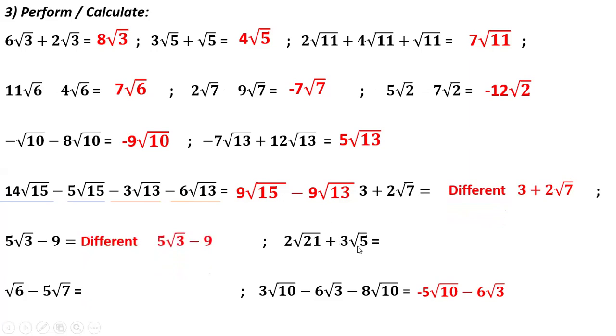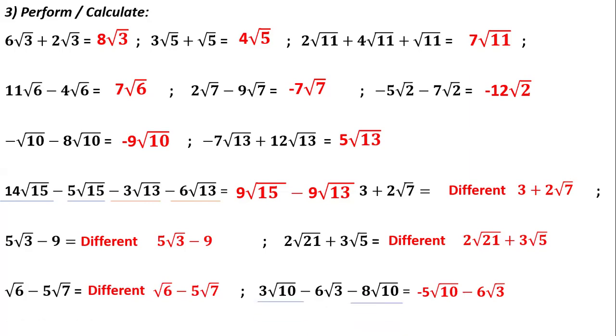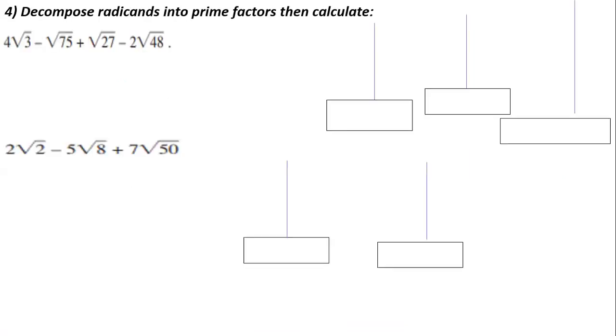Also, I cannot add 2 different radicands since they are different, their answer stays as it is. I cannot subtract 2 different radicands, so their answer stays as it is. Here I have radical 10, radical 3, radical 10. So I can do 3 radical 10 and minus 8 radical 10, which is minus 5 radical 10, and I keep minus 6 radical 3 as it is.